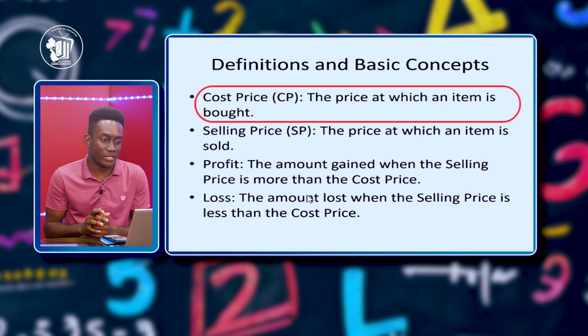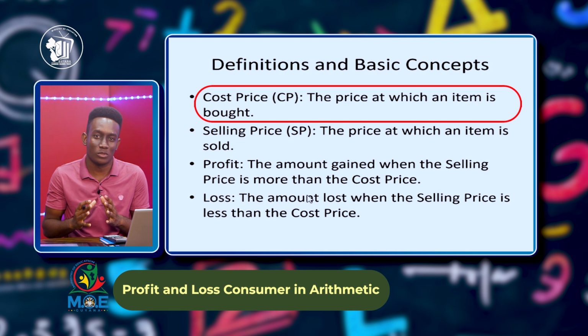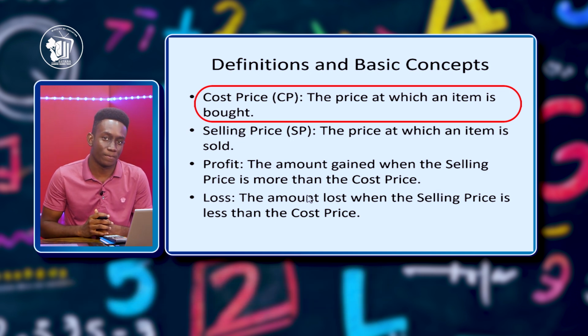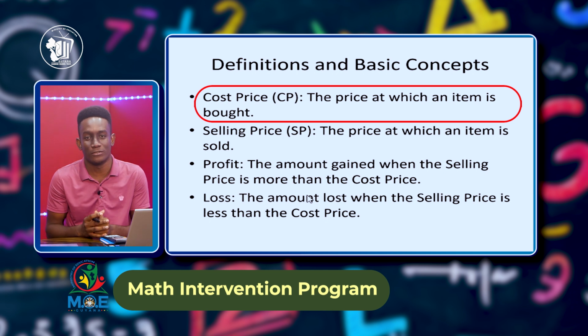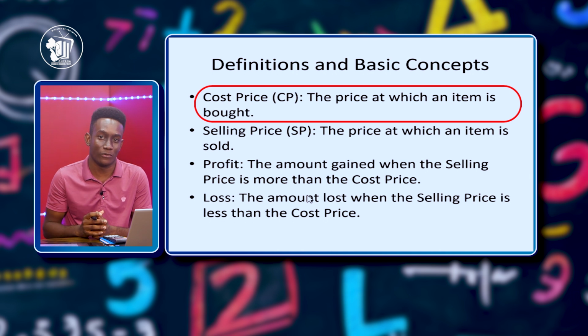So first things first, the cost price. Most times you see the cost price in the formula, we have it as CP. The cost price is the price at which the item is bought. So if I go to the store and I buy a bicycle for $5,000, then the cost price would be $5,000. That is the price that I paid for the bicycle.